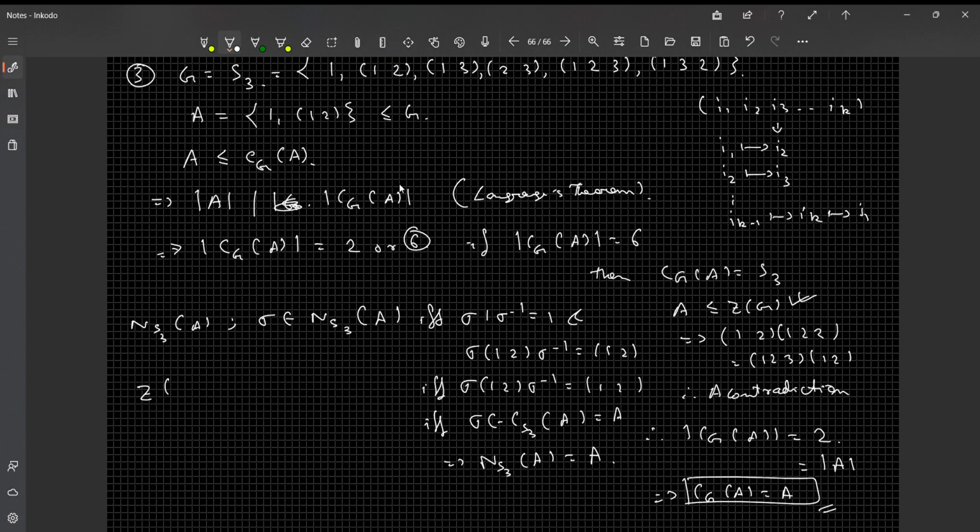Now what is the center of S3? We know that this is a subgroup of the centralizer of A, and the centralizer of A has only 2 elements. So the only possible elements in the center are 1 and (1 2). But previously we just showed that (1 2) doesn't commute with the element (1 2 3). Therefore the element (1 2) cannot be in the center. So that means the center is only the identity. Clear? Got it. Okay.